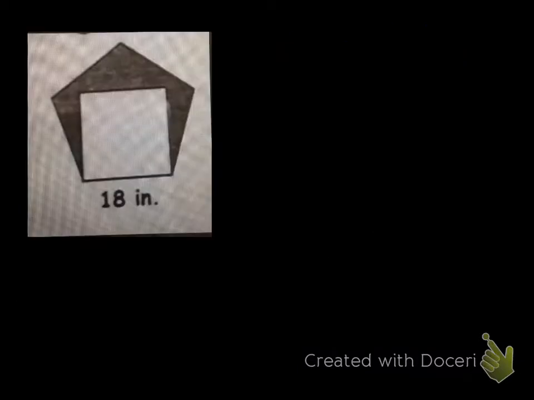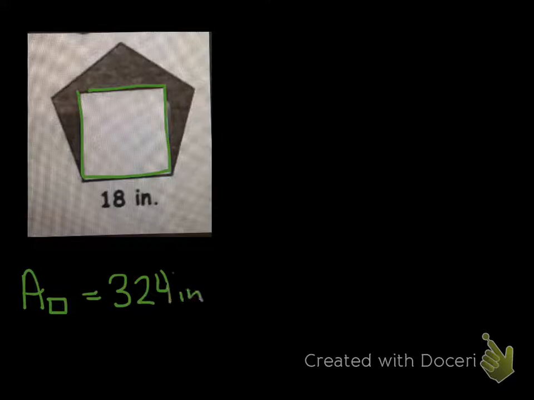All right, on to number 19. The instructions say that these are all regular polygons, which means it's a regular pentagon and a regular quadrilateral, which means that it's a square. First thing we can do is we're finding the area of the shaded region. We know that the area of this square right here is 18 times 18. So the area of the square is equal to 324. Let's just get that out of the way.